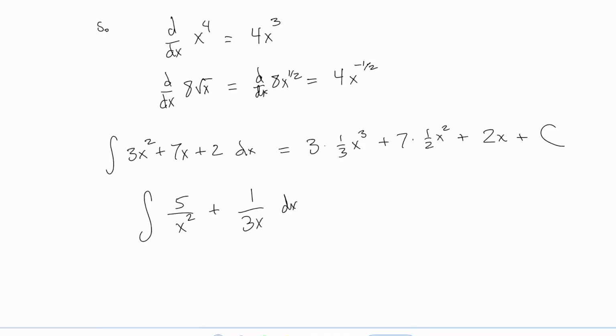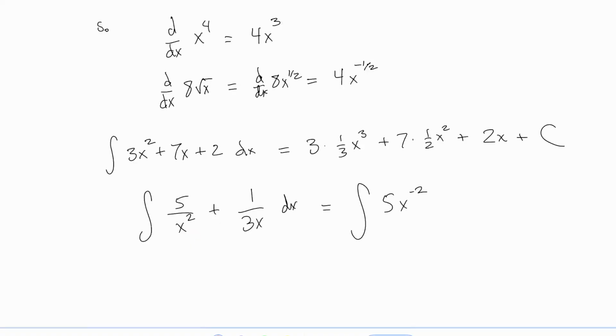Yeah, right. When you have powers of x in the denominator, you should write them instead as negative powers. So this first one becomes 5x to the minus 2. Notice I'm still writing the integral sign here. That's because I didn't do the integral yet. This is not the answer. This is just a simplification, rewriting the original thing again.